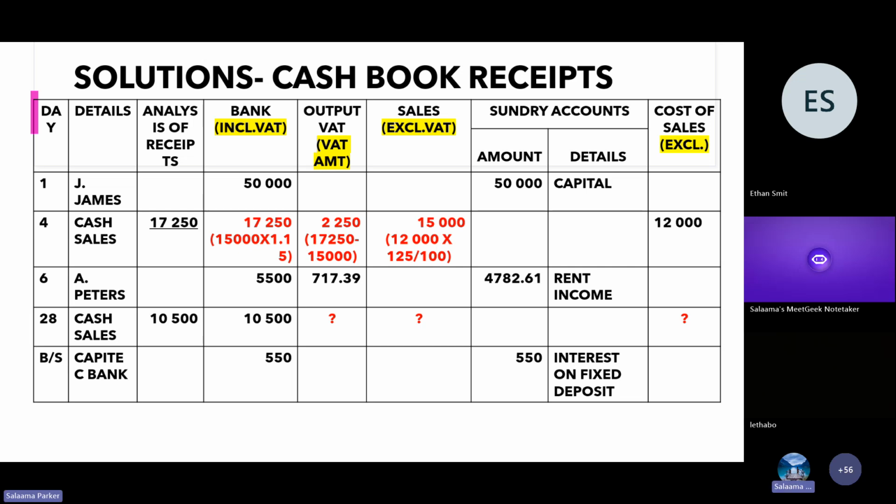I will give you a few minutes to see if you can do that calculation for me. I have given you the inclusive VAT amount, so you need to calculate for me the output VAT, the sales and then the cost of sales.